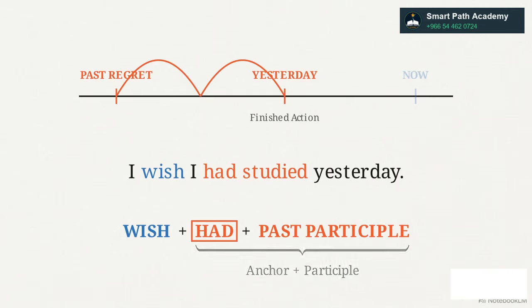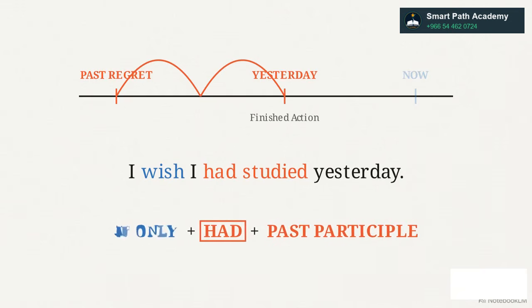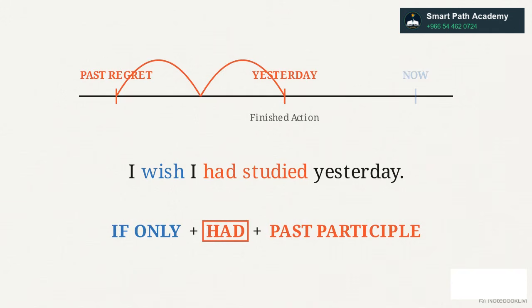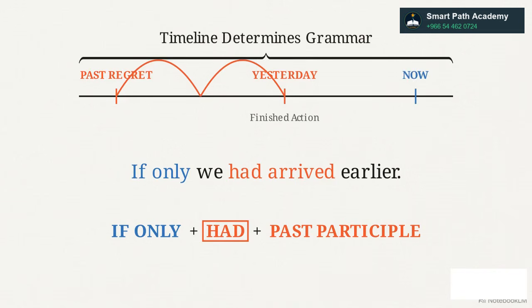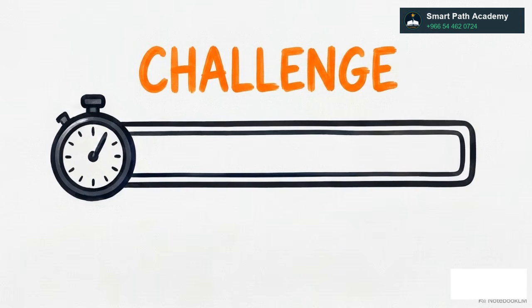Sometimes "I wish" isn't quite strong enough. For deep regret, we use "if only" instead. It operates under the exact same past regret grammar formula. If you missed your train, you say, "If only we had arrived earlier." Wish and "if only" function interchangeably here. Regardless of which one you choose, the grammar is determined entirely by the timeline you are describing.